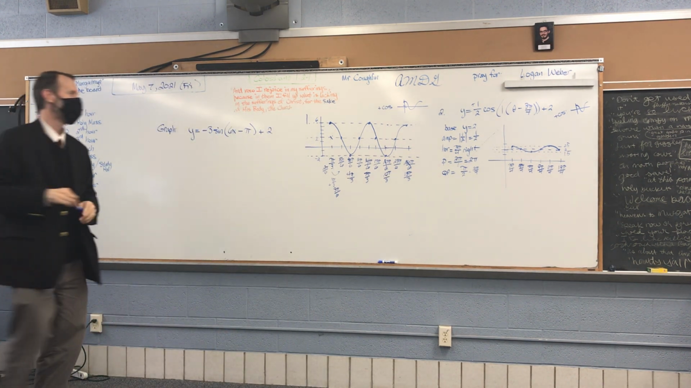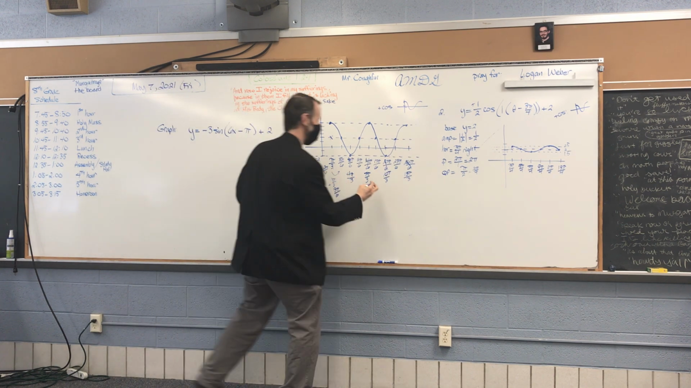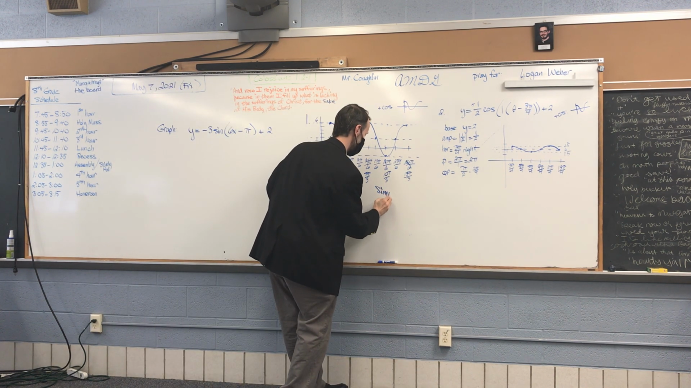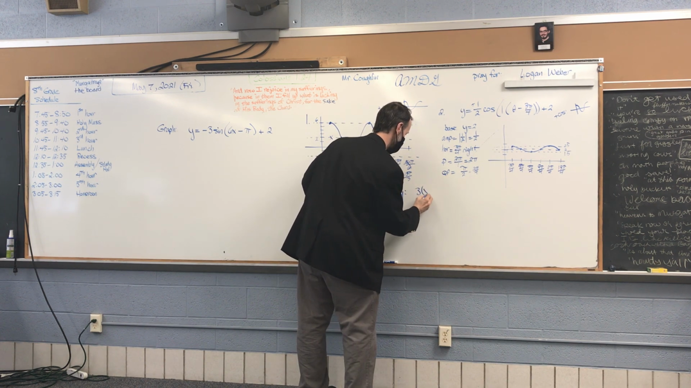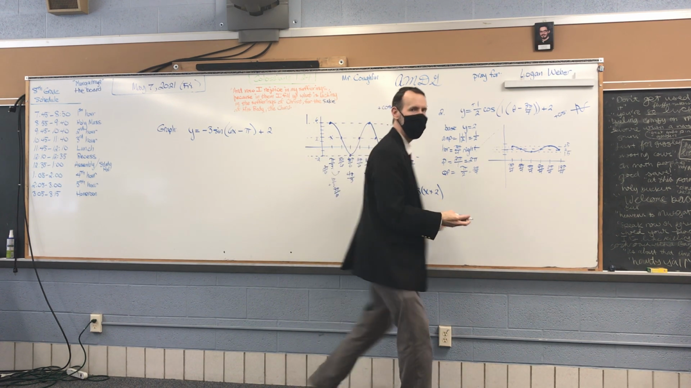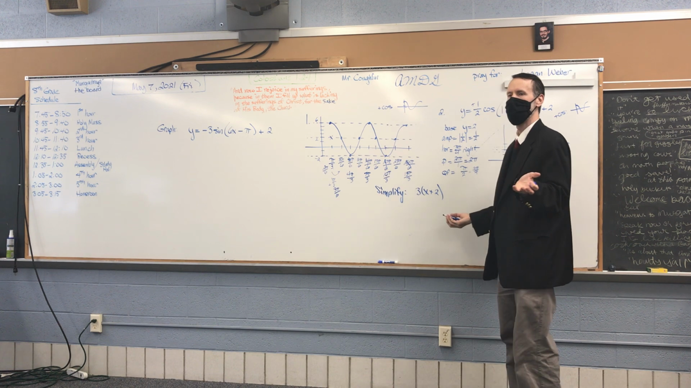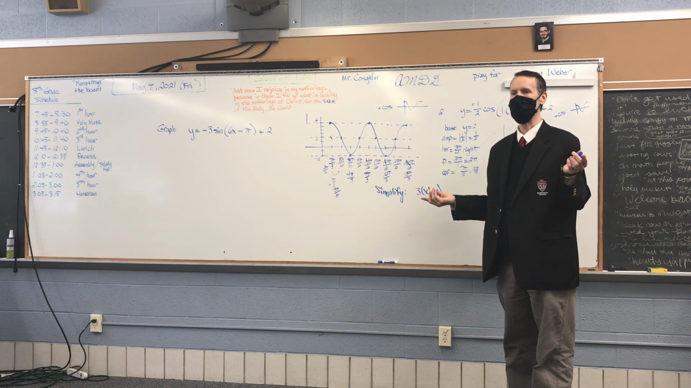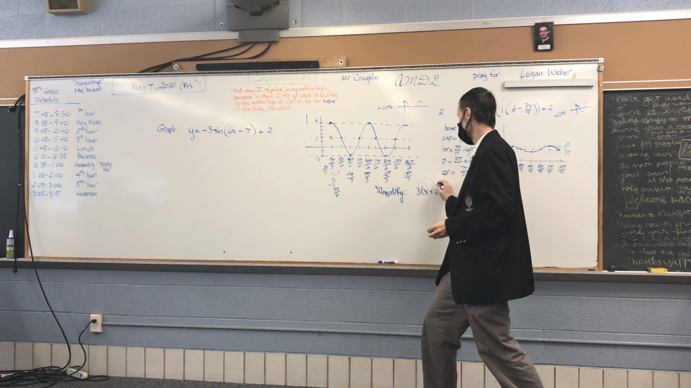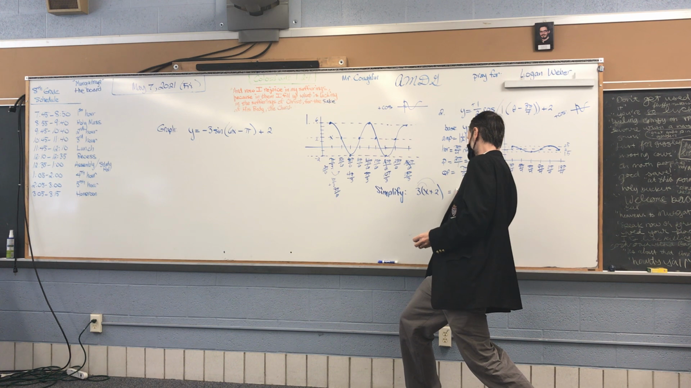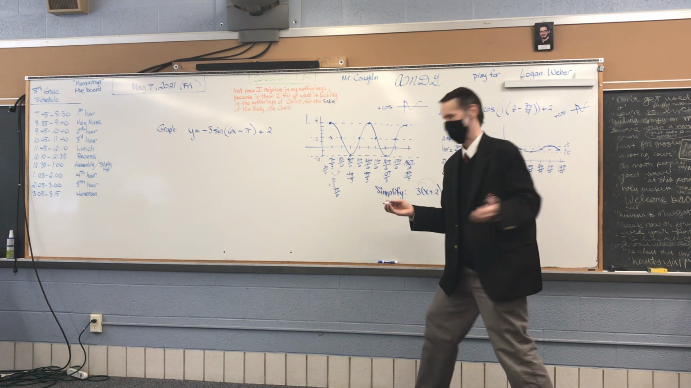You tell me. Can somebody simplify this? If I get 3 parentheses x plus 2, how do you simplify that? There's only one thing you could do. Distribute. What do you get? 3x plus 6. Everybody okay with that? That's simplified.